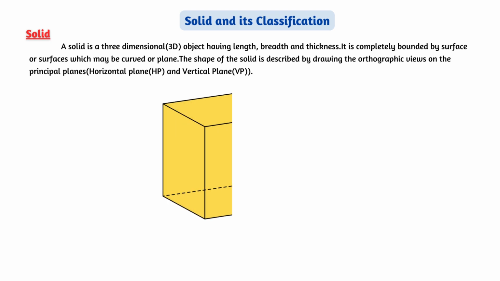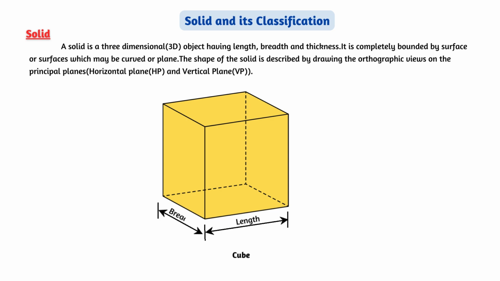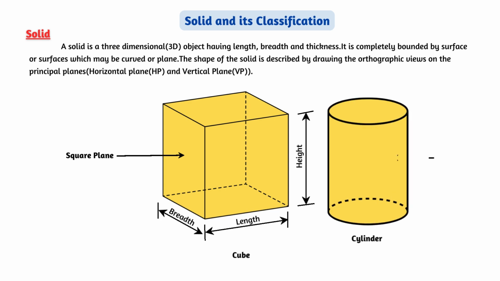Let us take a cube as an example. A cube has three dimensions: length, breadth and height. For a cube, these dimensions are bounded by a square plane. In the case of a cone or a cylinder, it will be bounded by a curved surface.